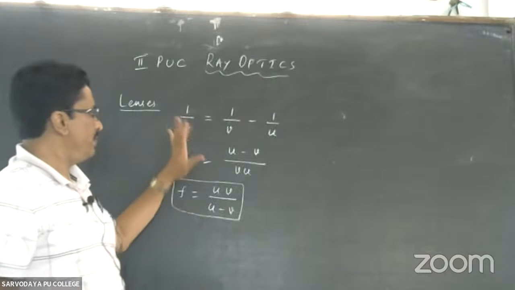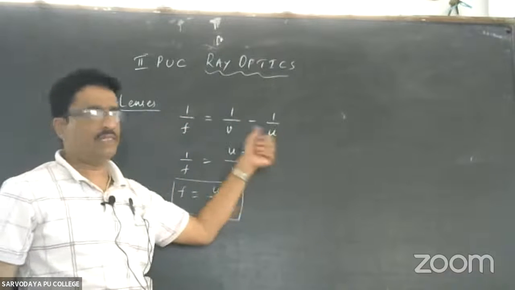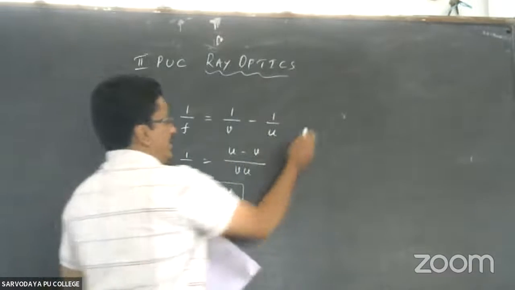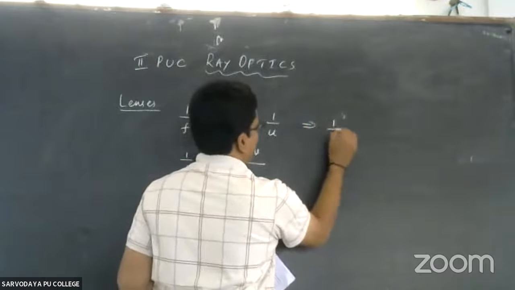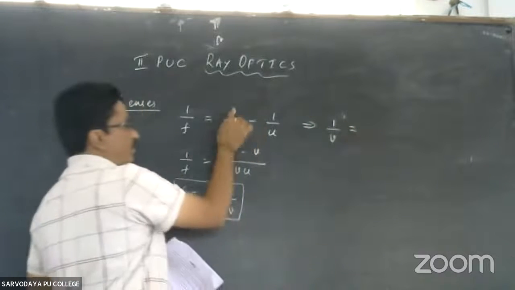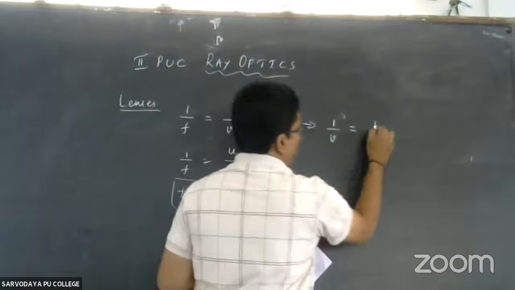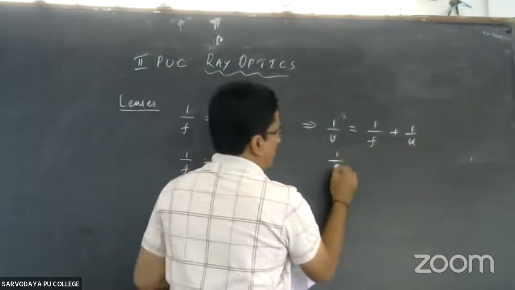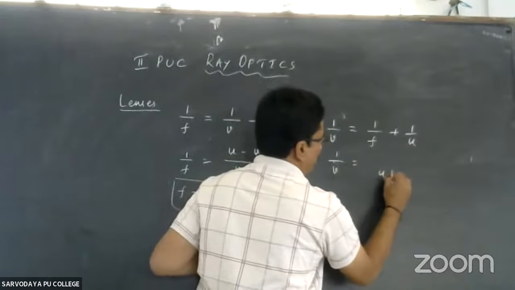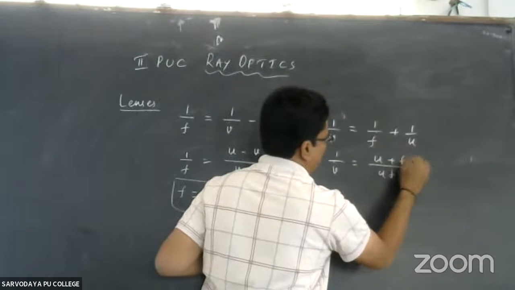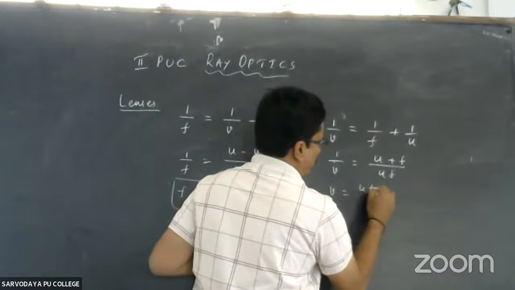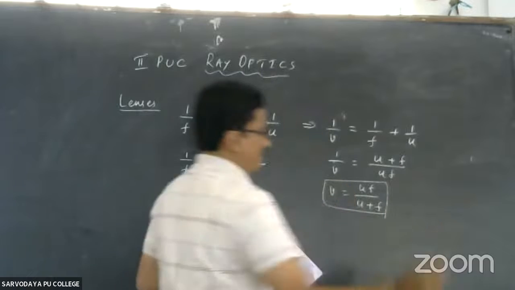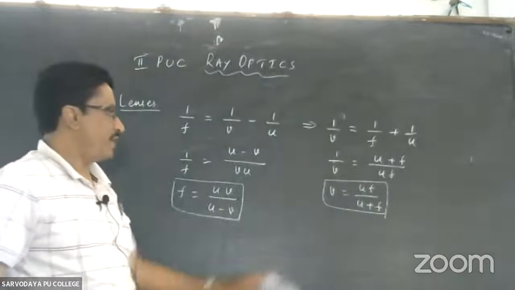Sometimes they will give the focal length and the object distance, and they will ask you to find the image distance. In that case, you can simplify this equation. Now, if I write this for 1 over v, then it will be equal to 1 over f plus 1 over u. Therefore, 1 over v becomes equal to (u plus f) over uf. Therefore, v becomes equal to uf by u plus f.